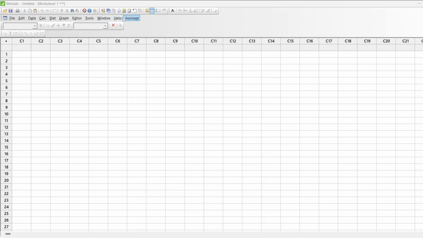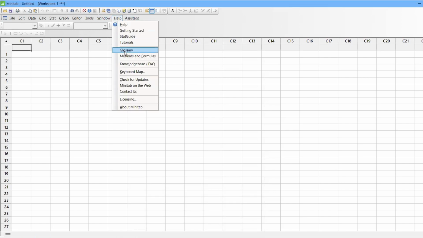You can go to Help. In Help, you will find a glossary inside Minitab. Here you will find everything. The Minitab version I have is version 17. This is an offline activation. Once you have it, you don't need to renew it and all that. So this is the version I have.